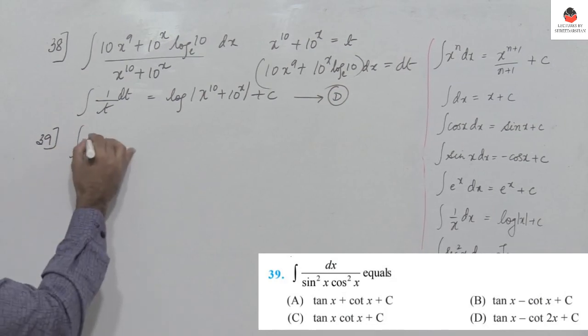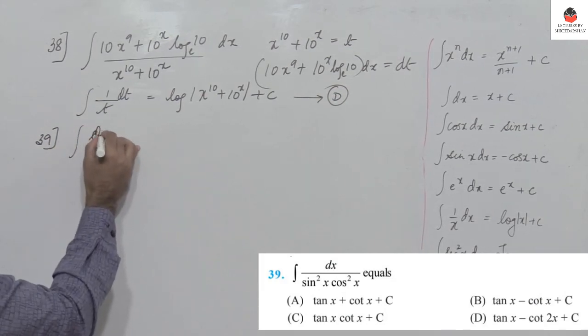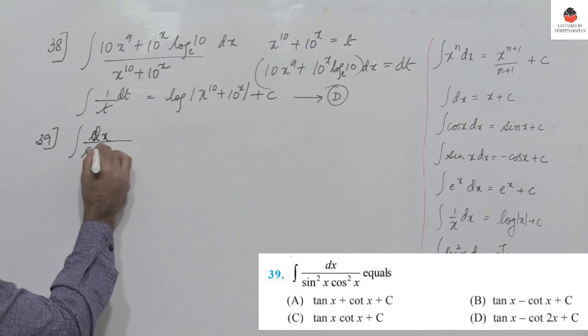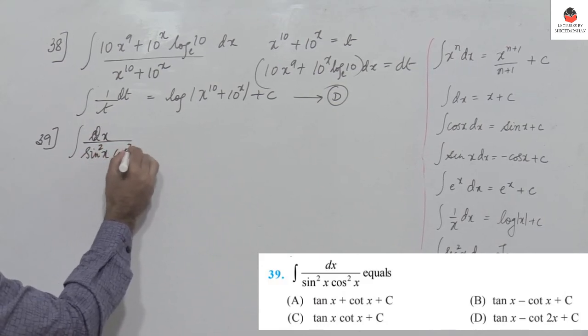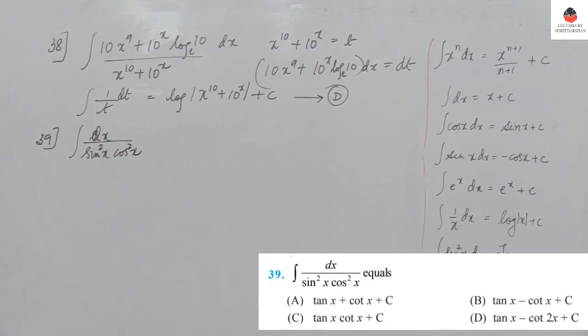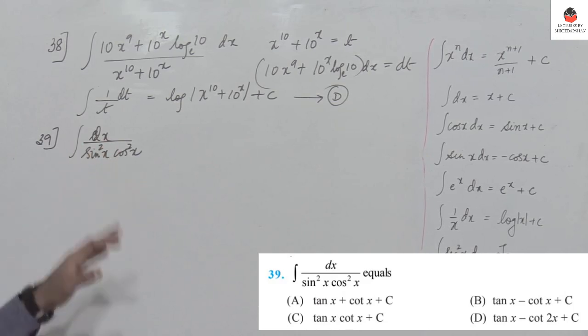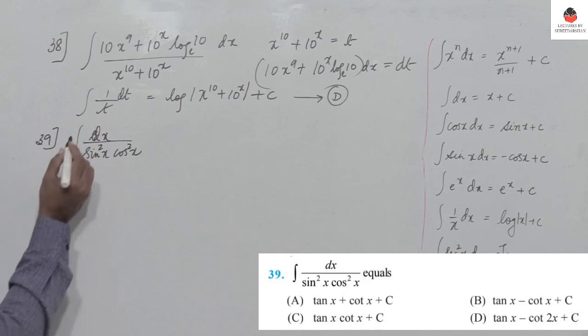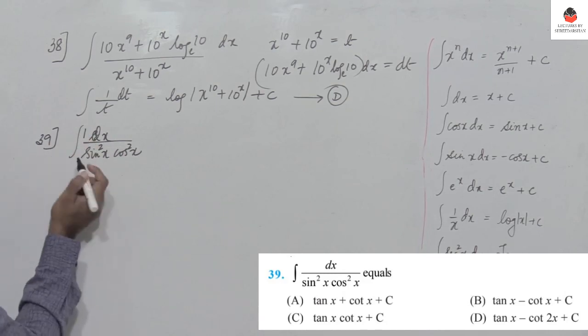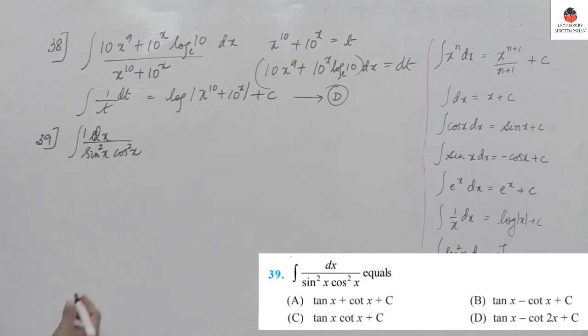Question 39 again is a multiple choice question. So you have integral dx divided by sine squared x cos squared x. Now how do we proceed with the integration here? So I have sine squared x in the denominator. I also have cos squared x in the denominator. And in the numerator you have 1, right? So 1 into dx is dx itself.